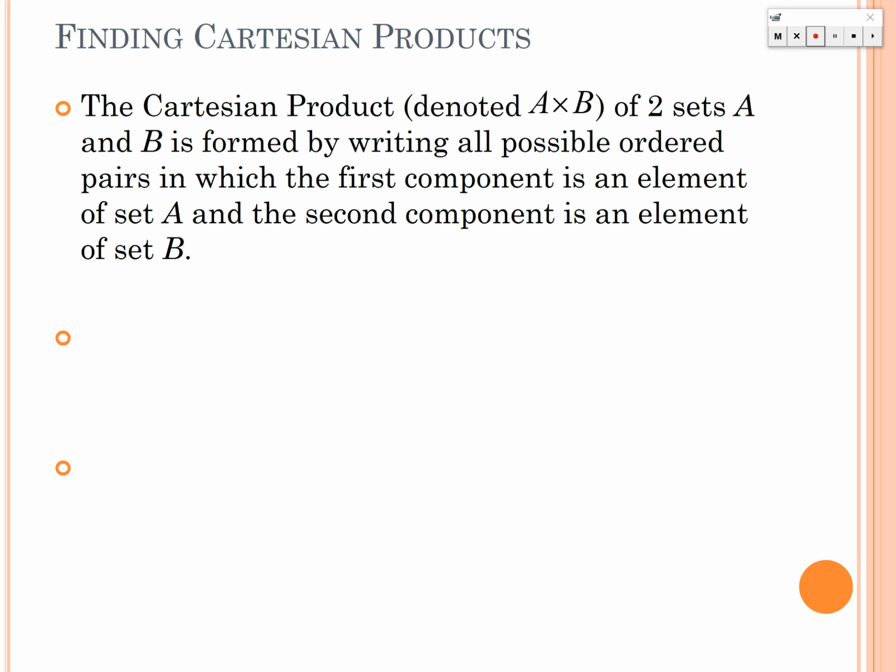In the ordered pairs, I know you guys are used to X and Y. The first piece of the ordered pair comes from the first set listed. The second part of the ordered pair comes from the second set listed. So we'll take an element from A and pair it with an element from B. So we are literally making ordered pairs. So we're writing all possible ordered pairs, first from set A, second from set B.